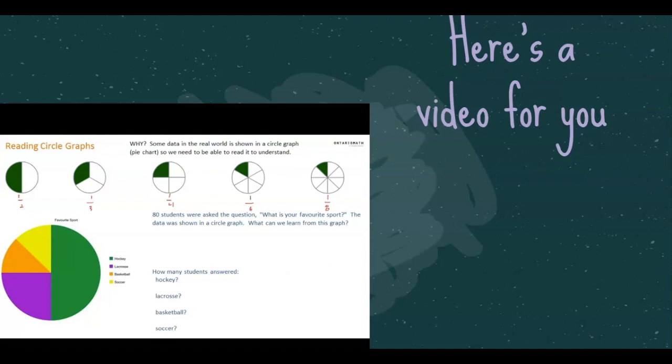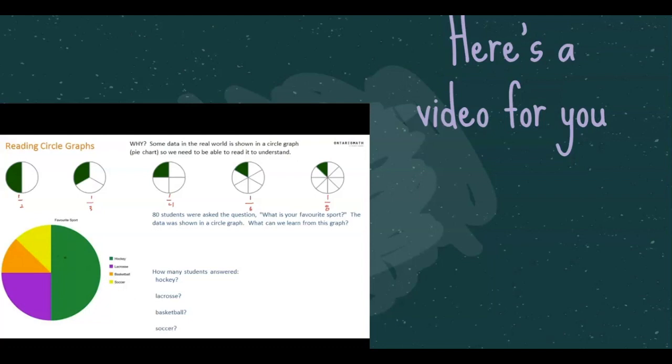80 students were asked the question, what is your favorite sport? The data was shown in a circle graph. What can we learn from this graph? So here's the graph right here, labeled favorite sport. And so let's try to get what we learned from this graph. So green is always color-coded, right? Sometimes there'll be patterns also inside, but in this case it's colors. So green represents hockey, purple represents lacrosse, orange is basketball, and yellow is soccer.